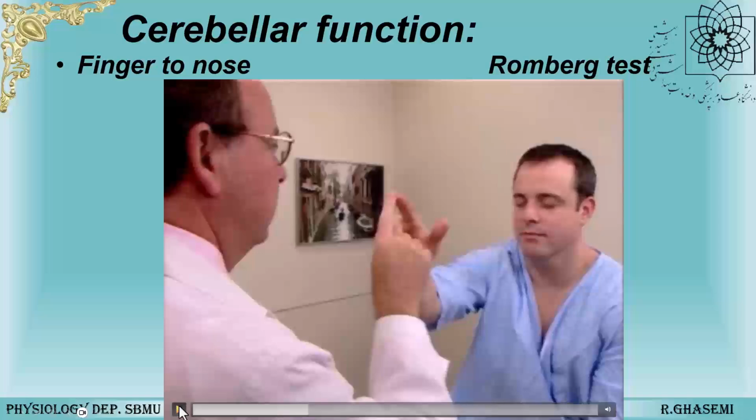Those who have a problem in the cerebellum show dysmetria and past pointing. I mean that the finger is passing the point, and is not able to find the target even when the eyes are open. Have a look.